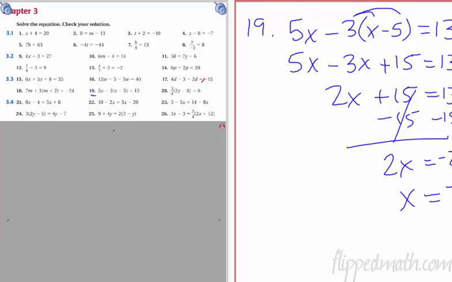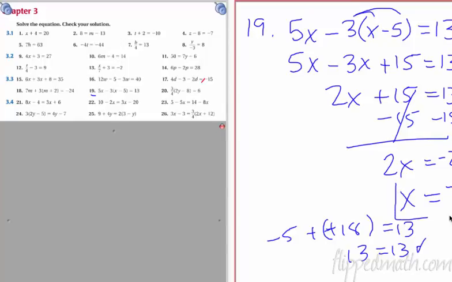Let me plug it in and just check it mentally. 5 times negative 1 is negative 5, so I'm going to write that down over here, minus 3 times negative 1 minus 5. Negative 1 minus 5 is negative 6. 3 times negative 6 is negative 18. This should equal 13. So remember, minus and negative, we plus positive. Negative 5 plus 18 is 13, so 13 equals 13. I said I wasn't going to do the check, but I ended up doing the check. I always did the check because you want to make sure you get these problems right, and the check is the easiest way to absolutely conclude that you're getting them right.